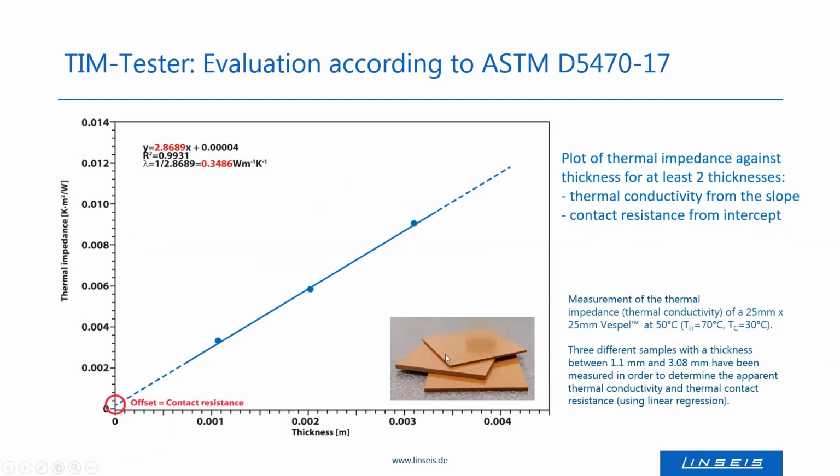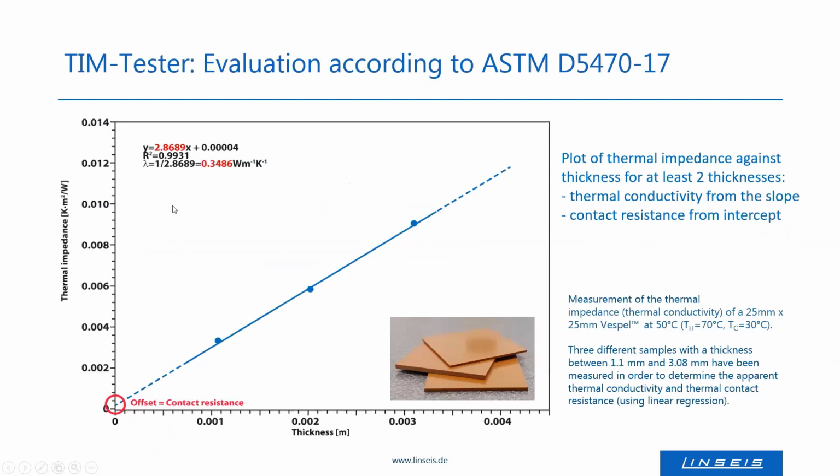So you have to prepare 3 samples out of the same material. They should have 3 different thicknesses. And then you run your measurement. And the raw data from a measurement is the so-called thermal impedance.